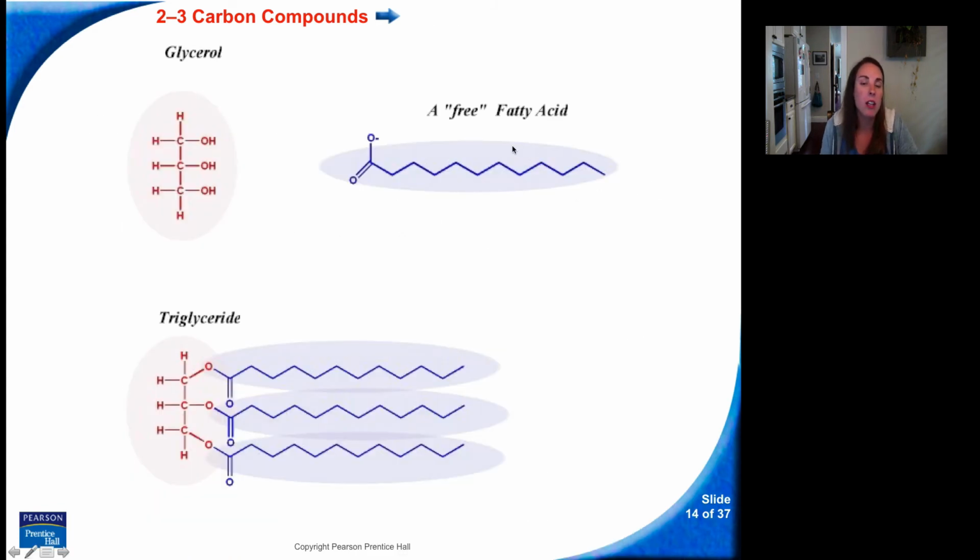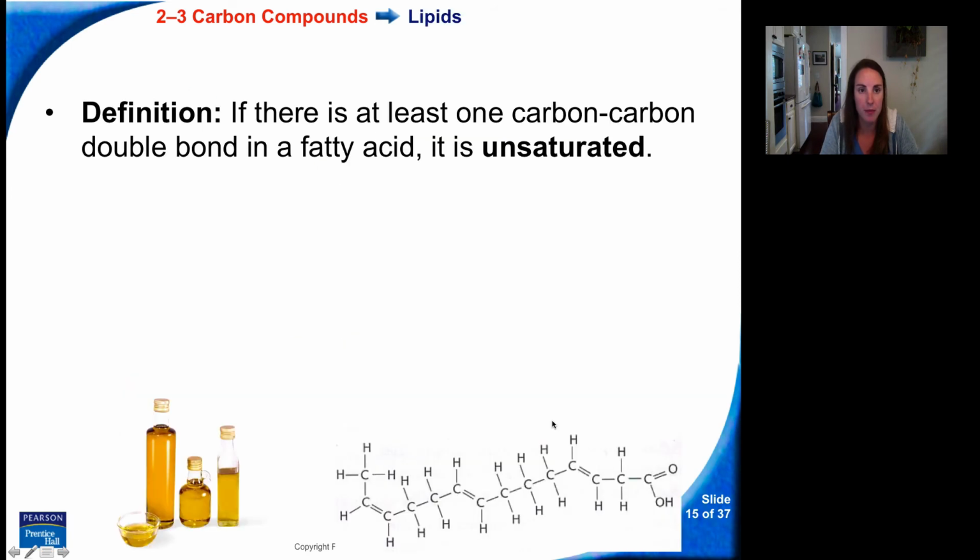So here's the main structure. It's made of a glycerol molecule that looks like this, and this is a fatty acid chain. This is a triglyceride because there's 1, 2, 3 fatty acids. Tri means 3. So this is a glycerol molecule bound to 3 fatty acids. This is the common structure of lipids.